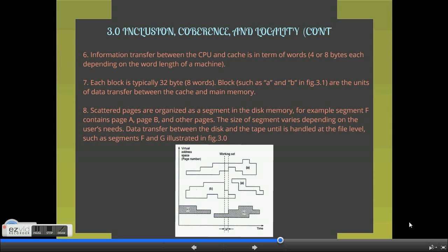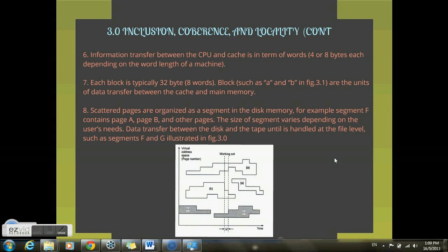Several pages are organized as segments in the disk memory. For example, segment F contains pages A, B, and other pages. The size of segments varies depending on the user needs. Data transfer between the disk and the tape is handled at the file level, such as segments F and G illustrated in Figure 3.0.